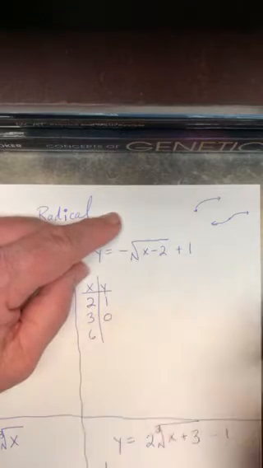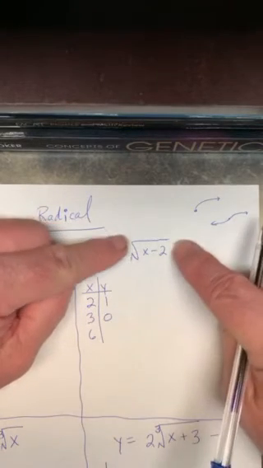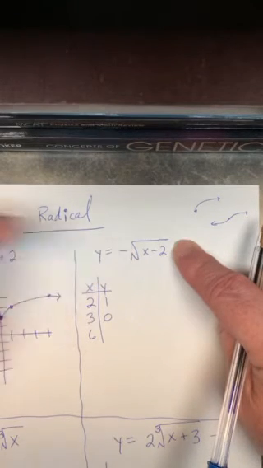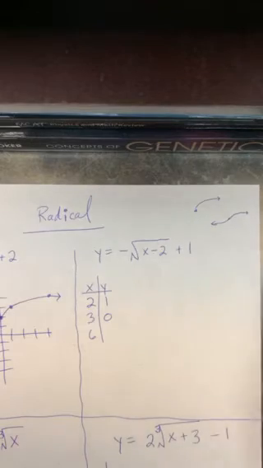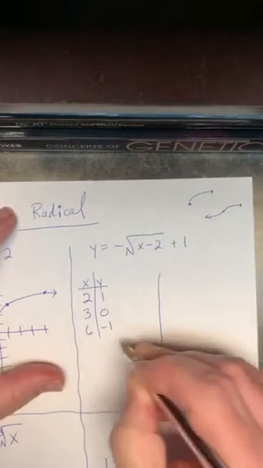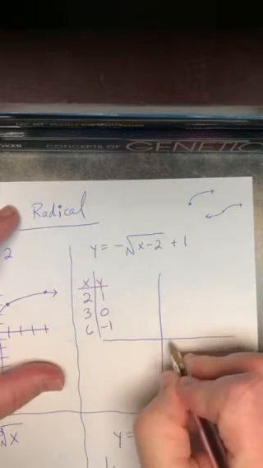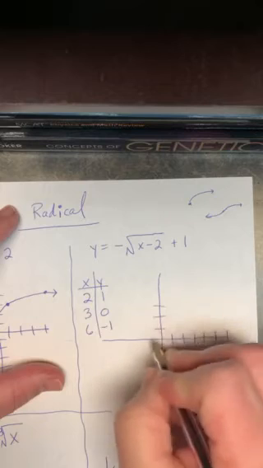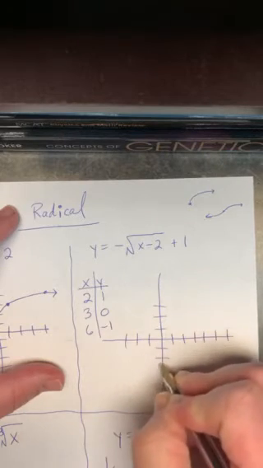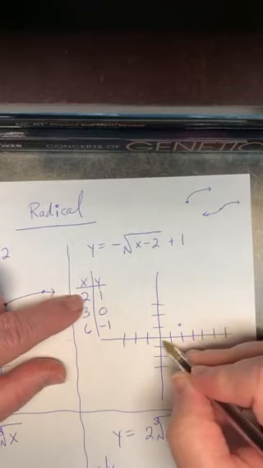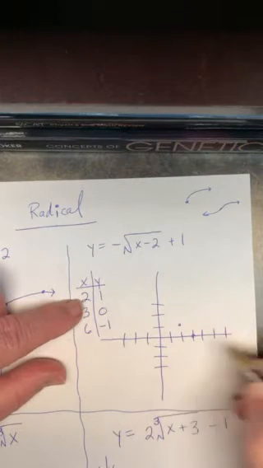I'm going to plug in 6, right? Because what's 6 minus 2? 4. The square root of 4 is 2. Negative 2 plus 1 is negative 1. So my 3 points to plot, I do have to go right 6, obviously, and then I'll go up a few, left a few, and down a few. 2, 1 is there.